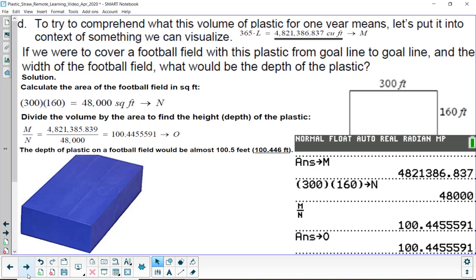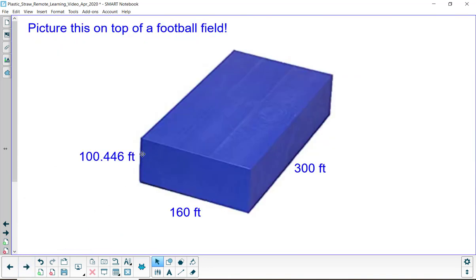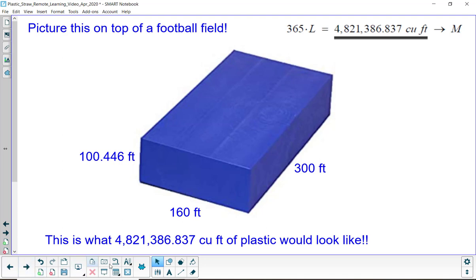So picture this on top of a football field. This is from goal line to goal line, sideline to sideline, and this is over 100 feet tall. Now picture over 100 feet tall, 10 stories, okay? So this is what 4,821,386.837 cubic feet of plastic would look like. And this is what we use just in straws in the United States per year. Where does all that go?